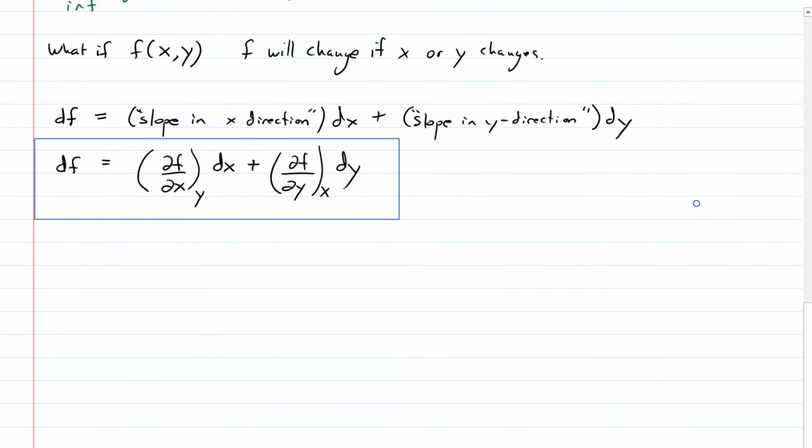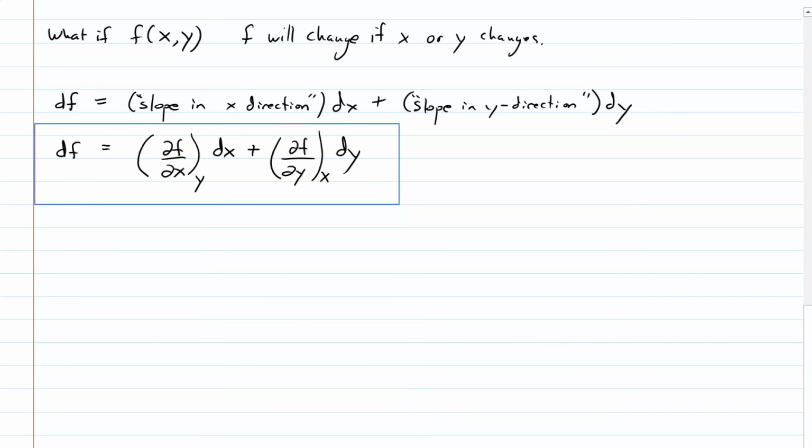Now, the reason this is useful is that it's often easy to write down df is equal to something, right? We'll see that a lot of times it's going to be hard to actually calculate these partial derivatives in the normal way, but if I can write an equation like the one in the blue box there, I can read off the partial derivatives.